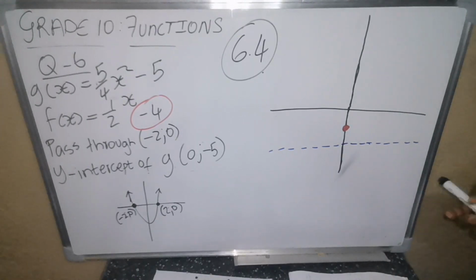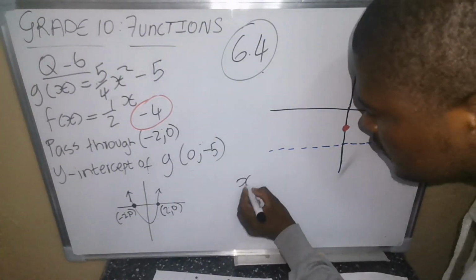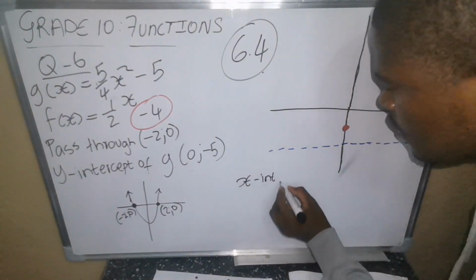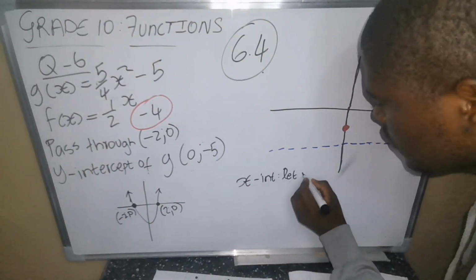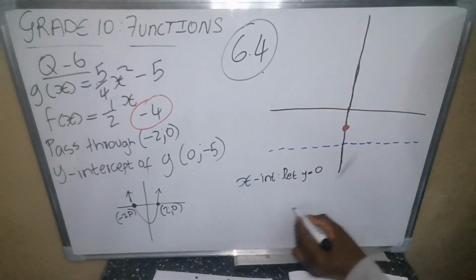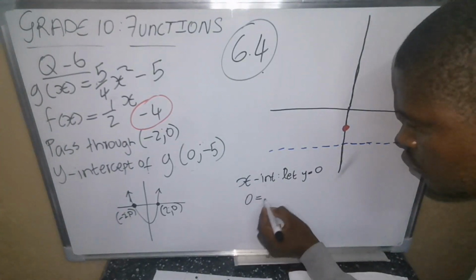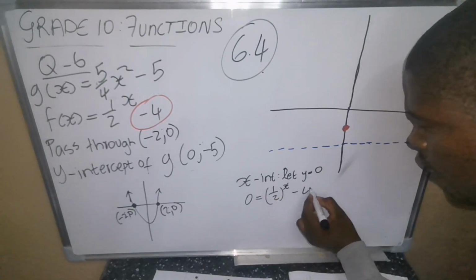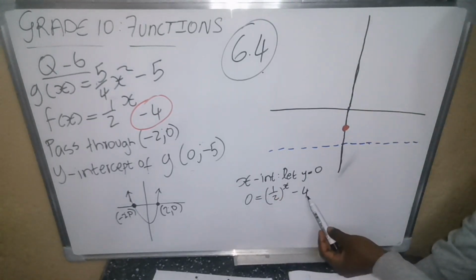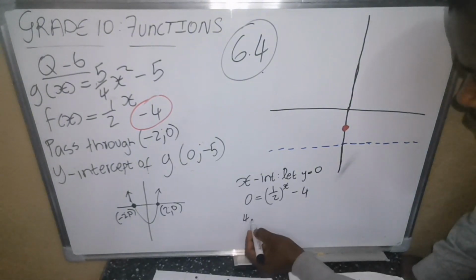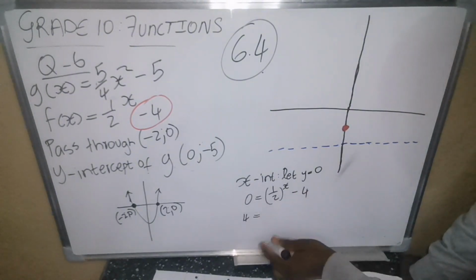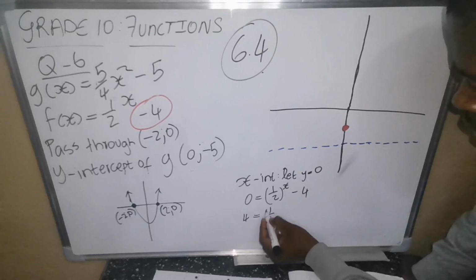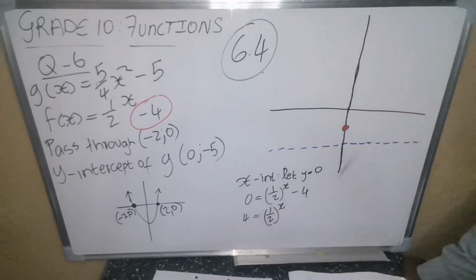And we can find the coordinates of the x-intercept for f(x). For the x-intercept, you let y be equal to 0. Then 0 is equal to (1/2)^x - 4. Then I transpose this 4 to the left, and I get 4 equal to (1/2)^x.